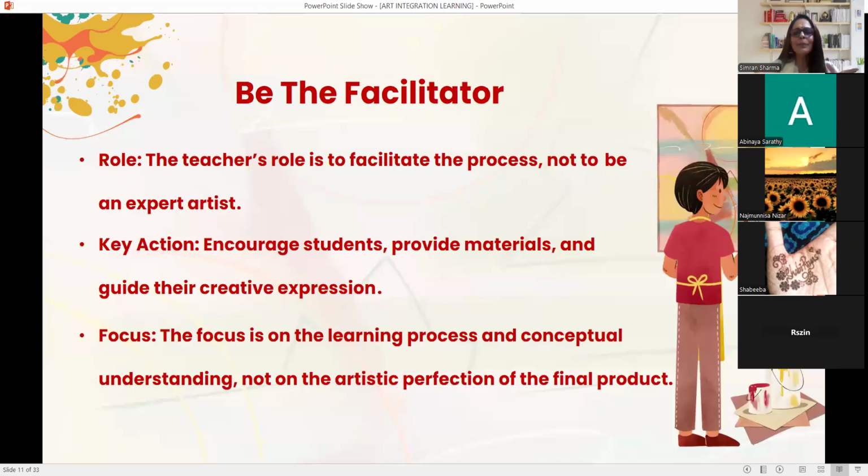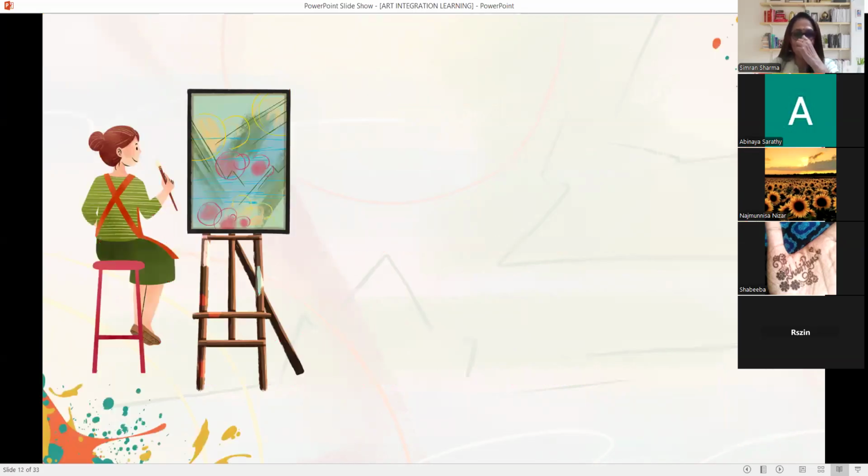So while they are preparing for the skit, they are learning. They themselves are performing the activity and they themselves are learning. So during the process, the learning happens. That is how we have to be as facilitators.